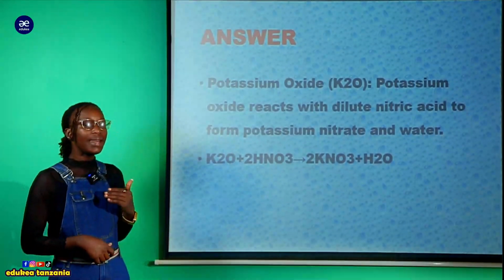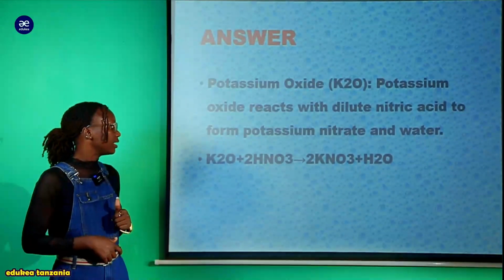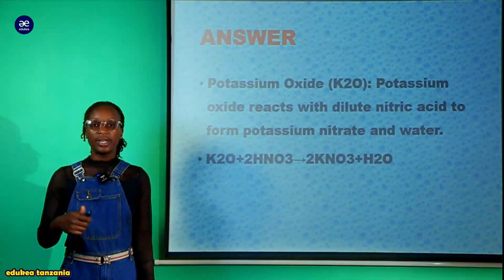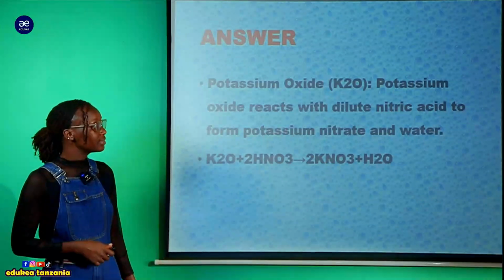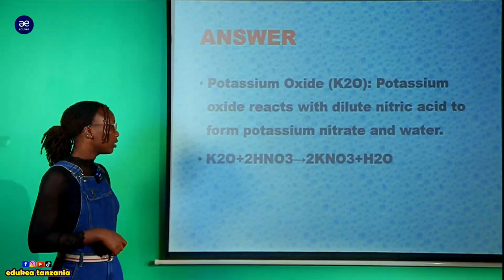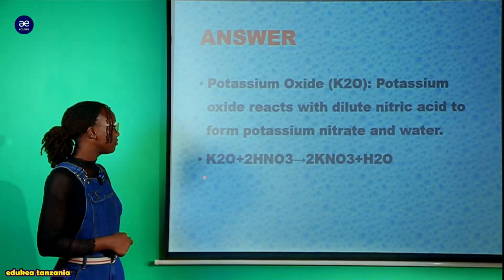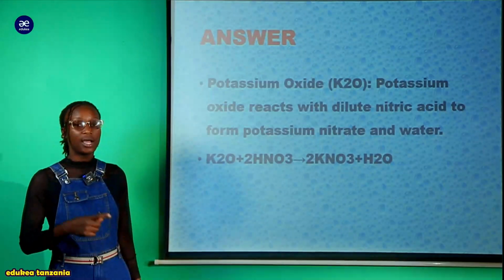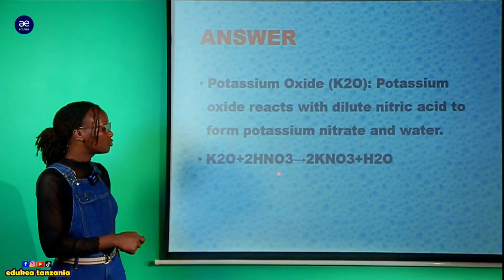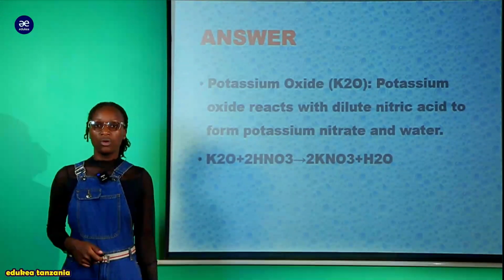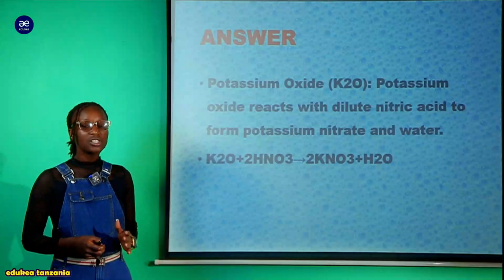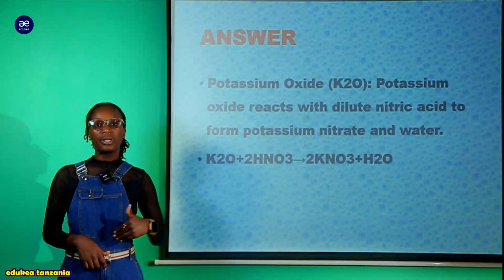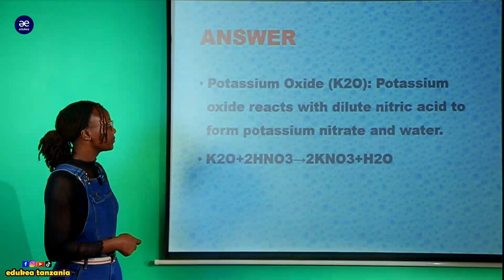But also another metal oxide is the potassium oxide. So the potassium oxide reacts with the dilute nitric acid to form potassium nitrate and the water molecule. So after writing this, let us see our chemical equation. The balanced chemical equation, as you see here, we have 1 mole of potassium oxide. It's going to react with 2 moles of dilute nitric acid. And finally, we're going to have 2 moles of potassium nitrate with 1 mole of water molecule. So that is our reaction between the potassium oxide compound and the dilute nitric acid.